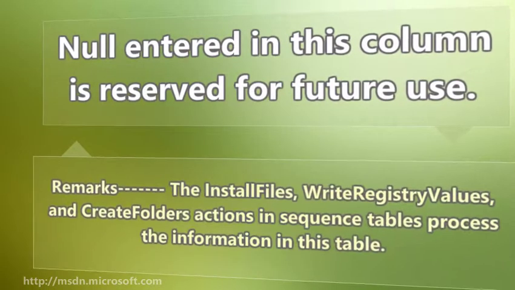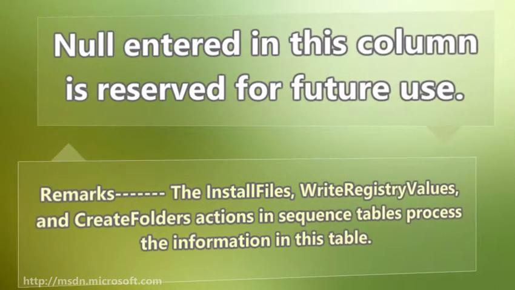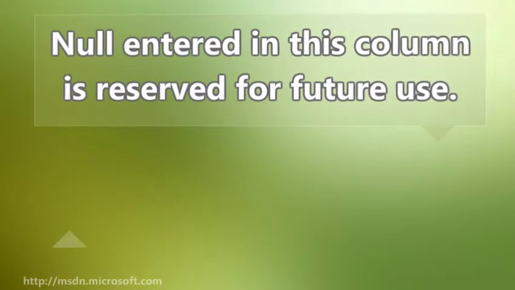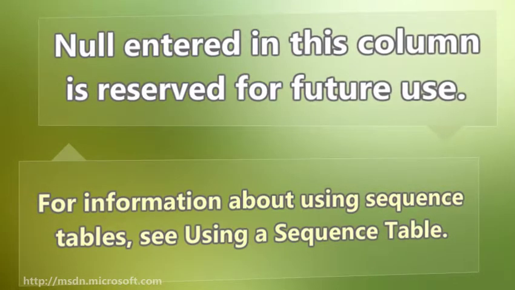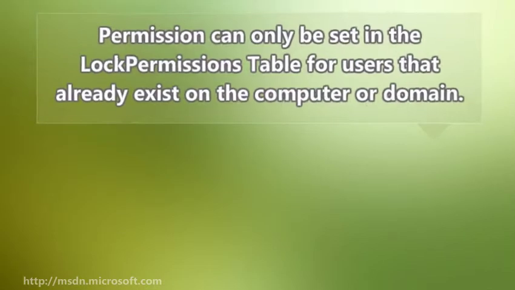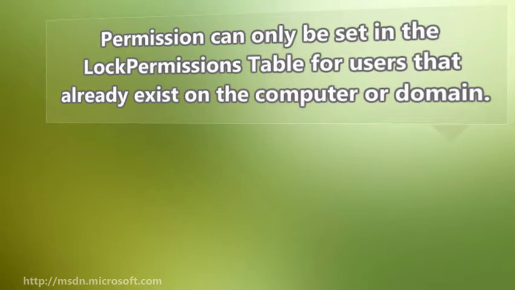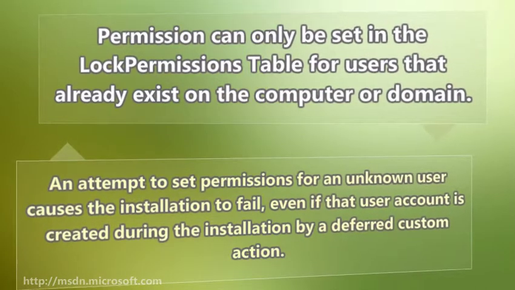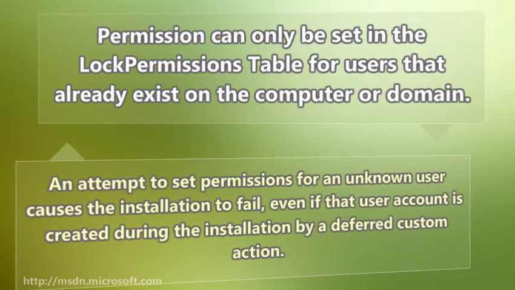Remarks. The InstallFiles, WriteRegistryValues, and CreateFolders actions in sequence tables process the information in this table. For information about using sequence tables, see Using a Sequence Table. Permissions can only be set in the LockPermissions table for users that already exist on the computer or domain. An attempt to set permissions for an unknown user causes the installation to fail, even if that user account is created during the installation by a deferred custom action.